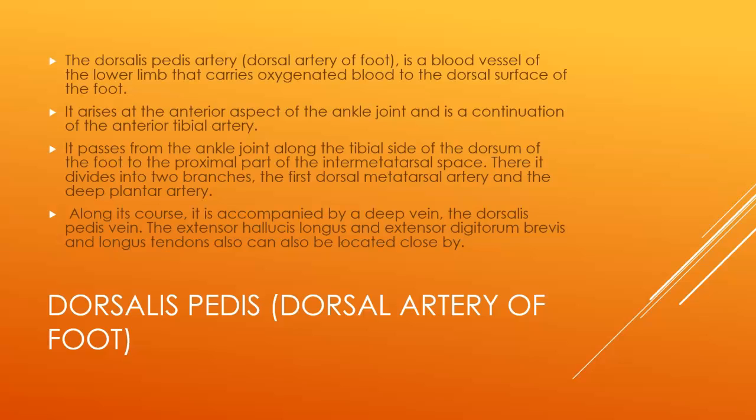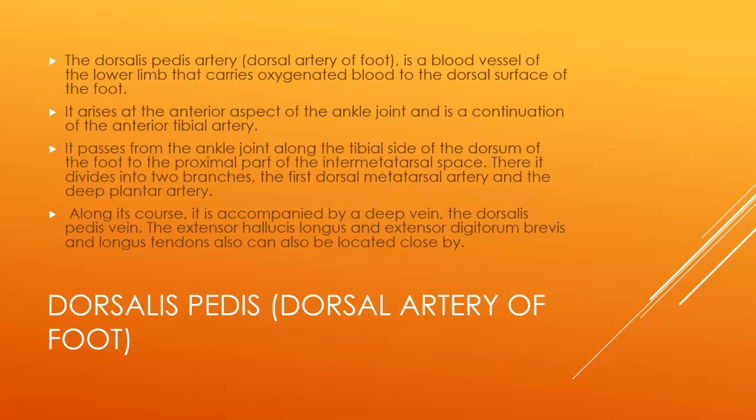So the dorsalis pedis artery is a blood vessel of the lower limb that carries oxygenated blood to the dorsal surface of the foot. It arises at the anterior aspect of the ankle joint and is a continuation of the anterior tibial artery. It passes from the ankle joint along the tibial side of the dorsum, remembering that the tibia is the medial bone of the lower leg, where the fibula is the lateral bone of the lower leg. So along the tibial side of the dorsum of the foot to the proximal part of the intermetatarsal space. So this would be the spaces between the small bones of the foot. There it divides into two branches, the first dorsal metatarsal artery and the deep plantar artery. So again, it's kind of forming a bit of anastomosis again.